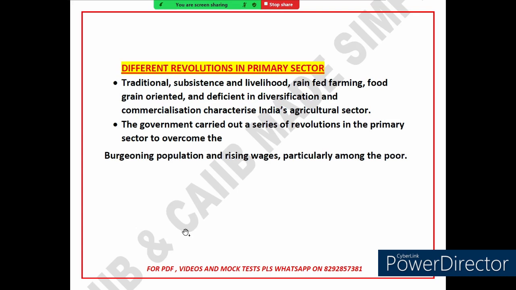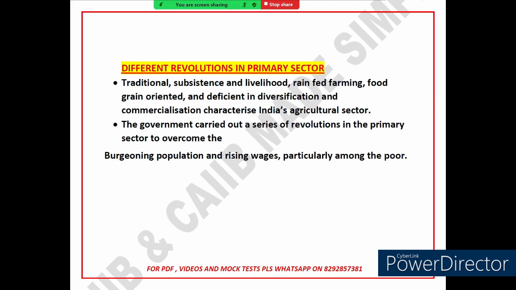So let's see the different revolutions in the primary sector. We have been exploring the different sectors of the Indian economy, and how they contribute to the overall economic framework. Today we are going to focus on something very crucial, that is the different revolutions in the primary sector which have transformed agriculture in India.